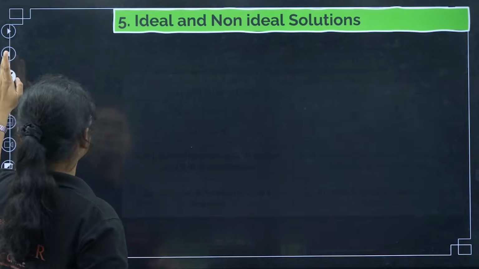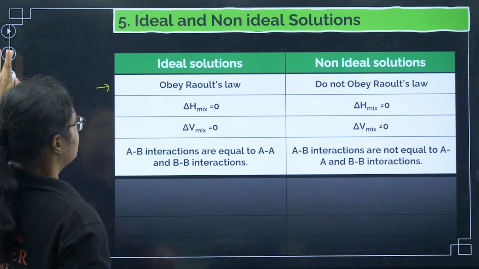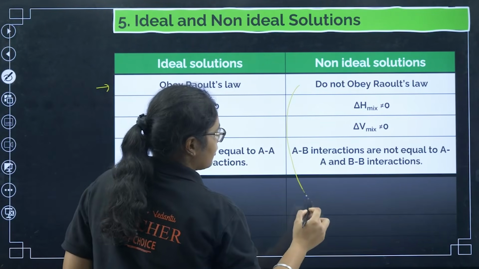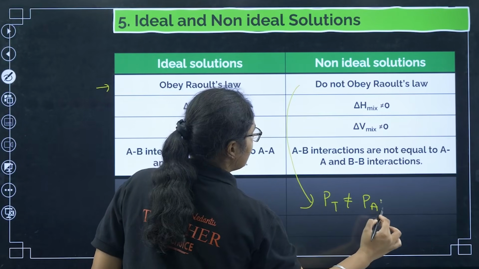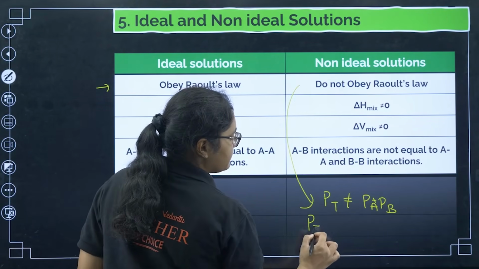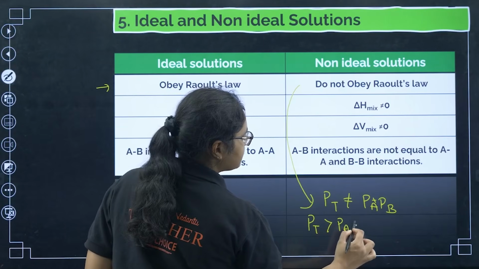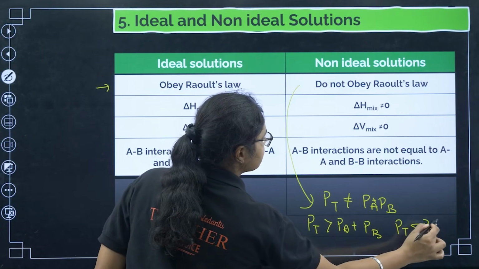So when I say here it does not, one second. Yeah, it does not obey Raoult's law. That means what? P total is not equal to PA plus PB. Okay, so if it is not equal, P total can be more than PA plus PB, or P total can be less than PA plus PB.